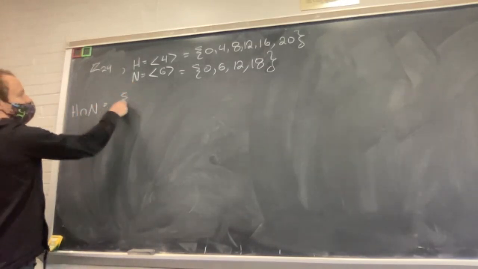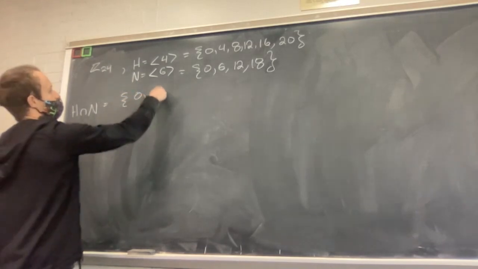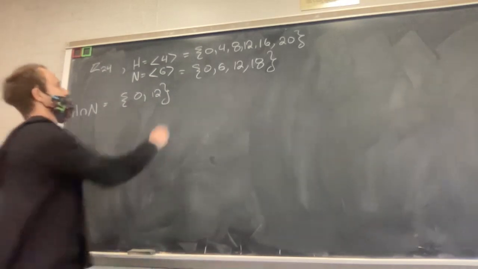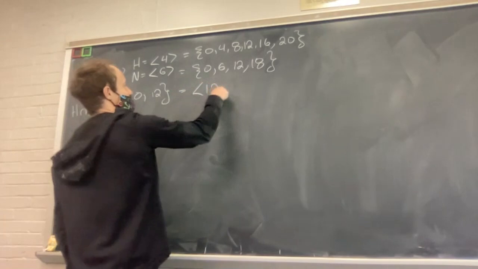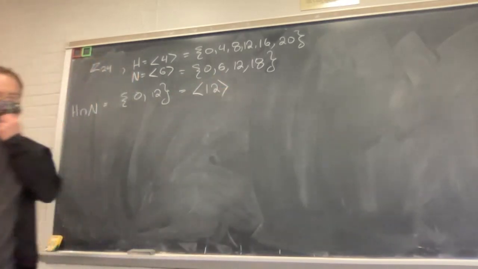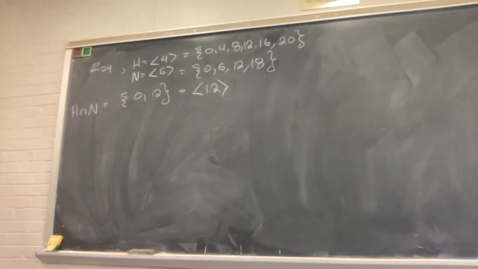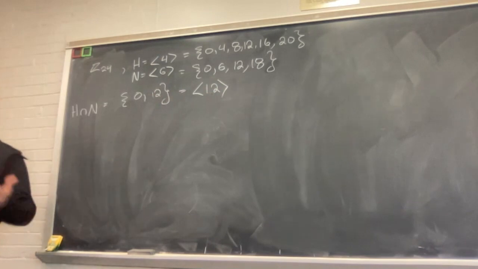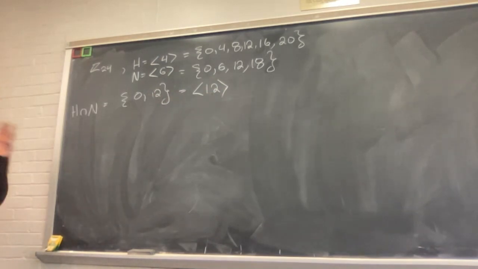So we notice that this is equal to 0, 12, just by intersecting sets. If we wanted to, we could notice that that is the cyclic subgroup generated by 12. Another interesting thing to notice is that 12 is the LCM of 6 and 4. So there's some numerics going on there. We don't really need that here, but that's something that's going on.